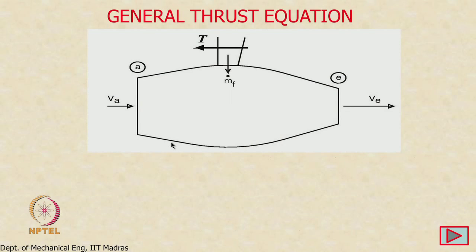Okay. So, we look at an engine. So, this is an engine. Air approaches the engine with velocity Va and air leaves the engine with velocity Ve. We are putting in a certain amount of fuel flow rate and the engine produces a certain amount of thrust, which is what is measured or felt by the frame in which the engine is mounted. So, we label the entry state as A, and we label the exit state as E.